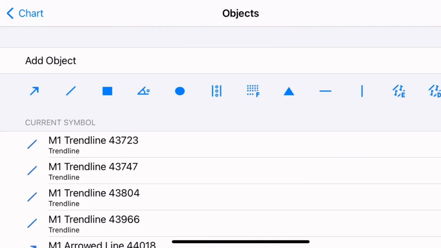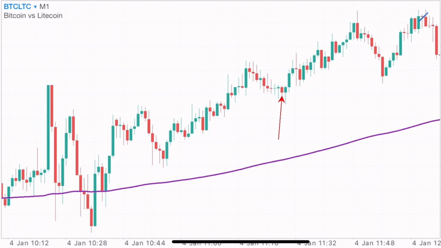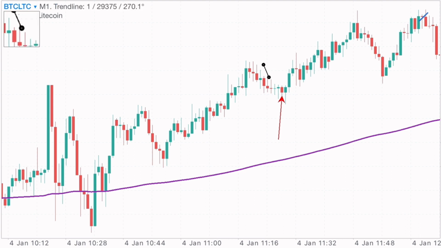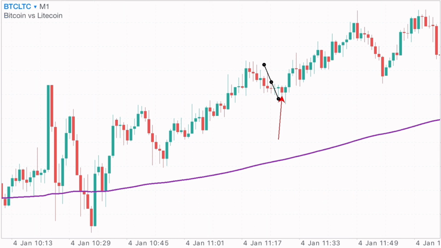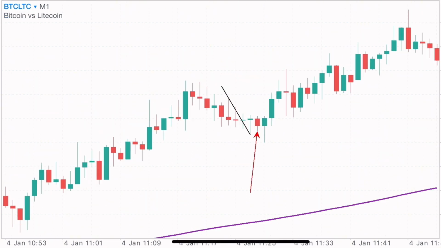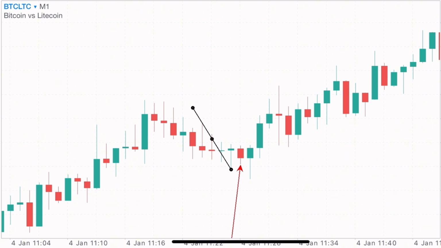So what you're going to do is draw your trend line from the top of the red candle. You draw it from this point down. Let me zoom in. You draw it from this point and let it touch the red candle. From this point. Perfect.